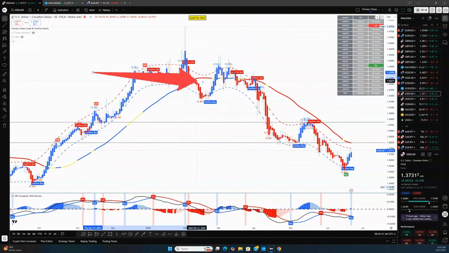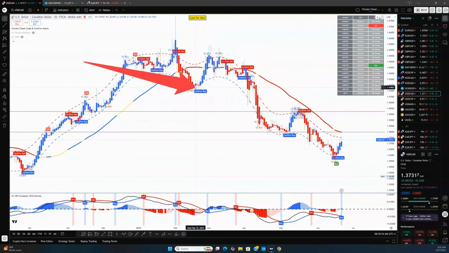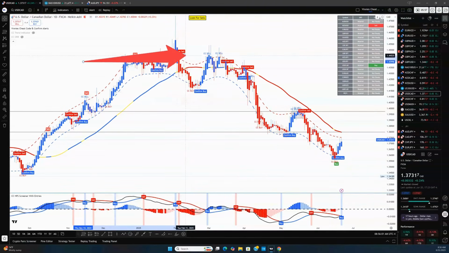If you do not get a cheat code buy or sell signal and you get a confirmation buy or sell, then that's when you want to take the trade. Now, if you do not get a cheat code buy signal and you just get a confirmation buy or sell signal, don't take the trade, because these confirmation buy and sell signals confirm the cheat code buy or sell signal. So we use those as our entries on the lower time frames.